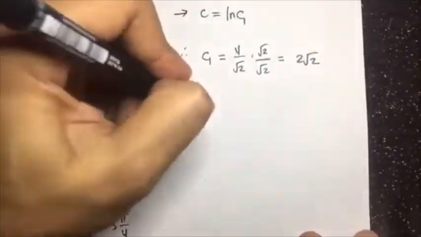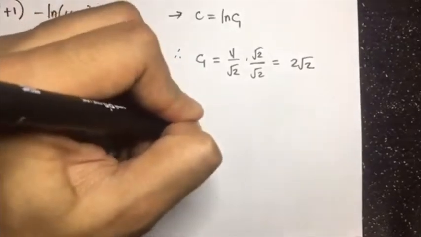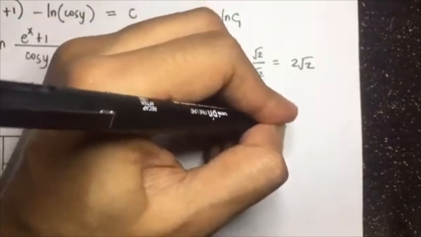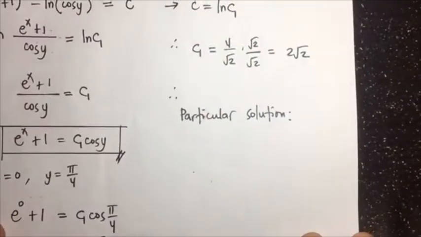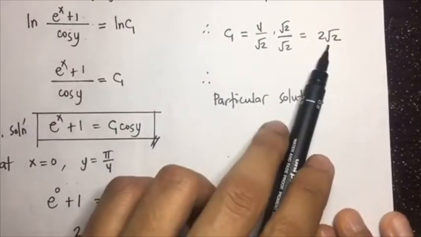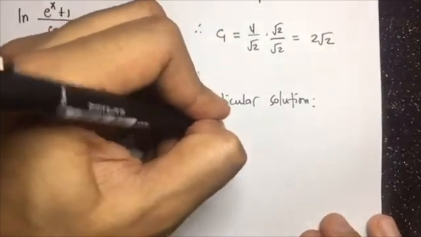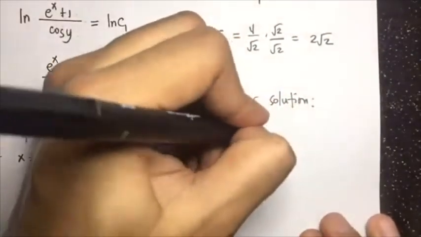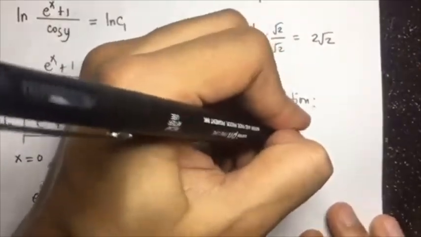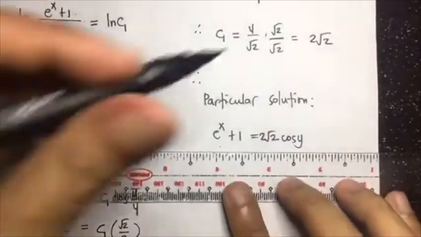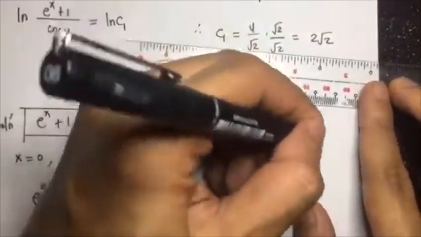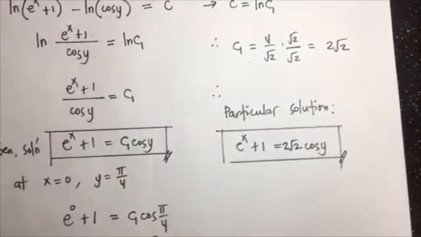Okay, so therefore our particular solution is this. We just substitute c1 is equal to 2 square root of 2. Therefore e to the x plus 1 is equal to 2 square root of 2 cosine of y. Okay, so I think that's it.